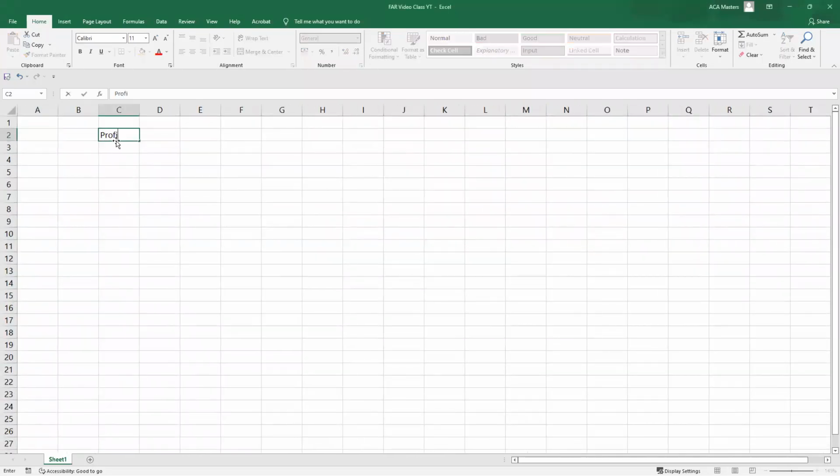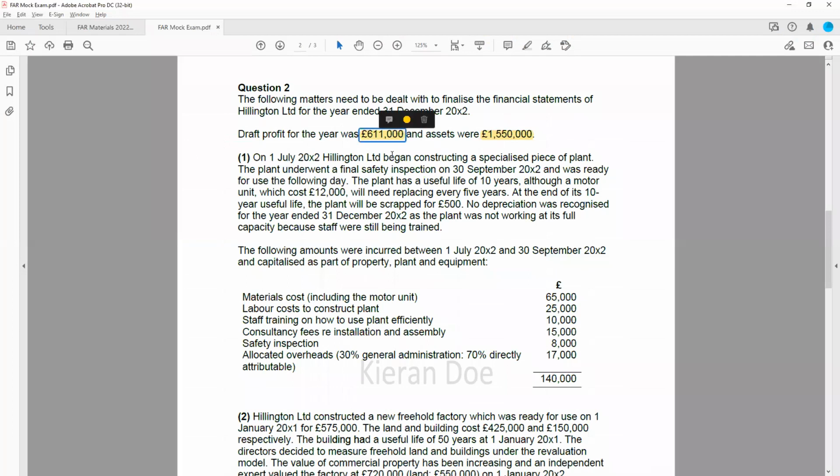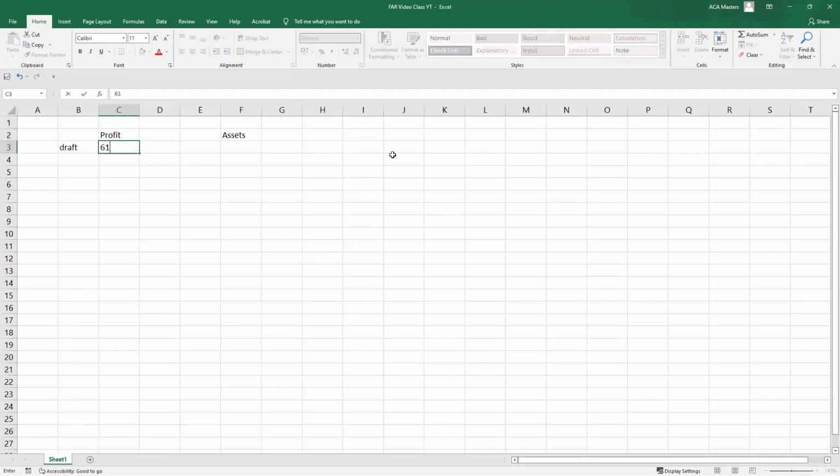We know the key numbers that we're looking at here are profit and assets. So anything which is going through the P&L is going to have an impact here. And then we're looking at assets, the total figure there. So we've got the draft profit for the year, which is 611,000. And then we've got the assets, which are 1.55 million.